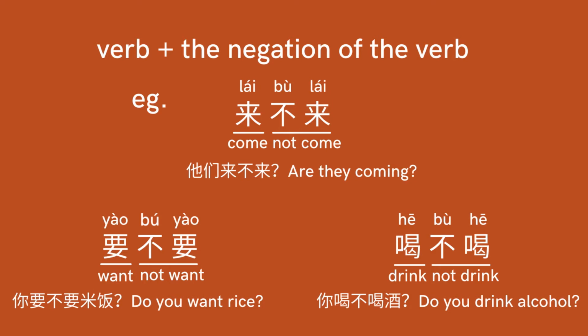For native Mandarin speakers, we usually ask questions by first using a verb in the positive, then repeat the verb in its negative form. For example, 来不来, come or not come. Instead of saying 他们来吗, we can say 他们来不来. 要不要, want or not want. Instead of saying 你要米饭吗, we can say 你要不要米饭? Do you want rice? 喝不喝? Drink or not drink. Instead of saying 你喝酒吗? We can say 你喝不喝酒? Do you drink alcohol?